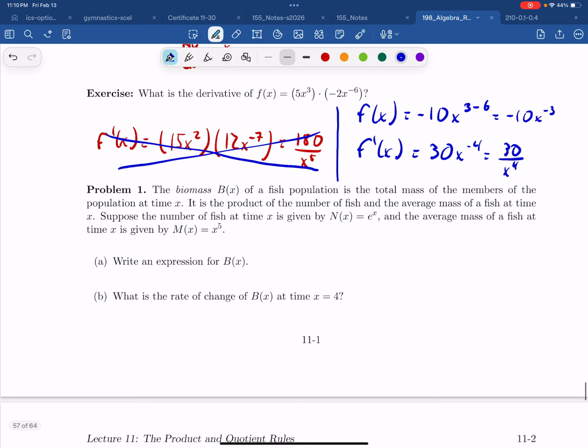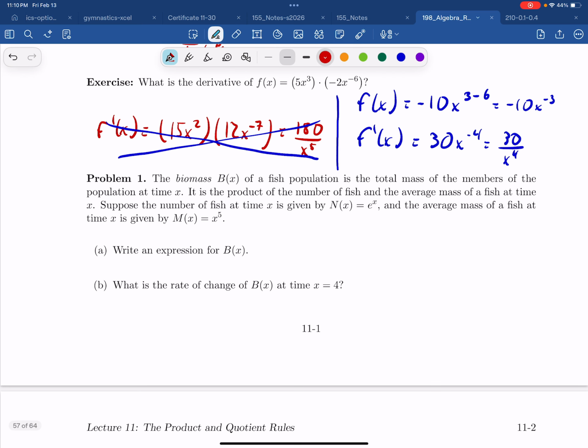So let's take a look at problem number 1, right? We've got a biomass of a fish population, which is defined to be what? Total mass of the population at time x. And it's given by what? The number of fish and the average mass of the fish at time x.